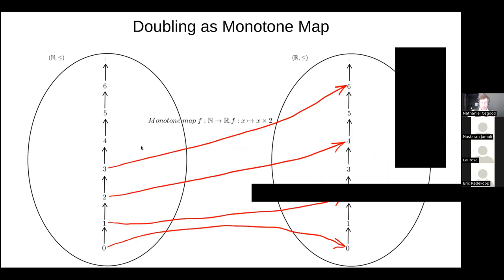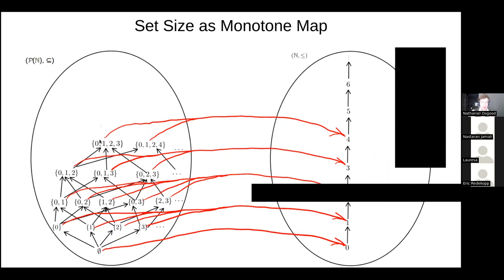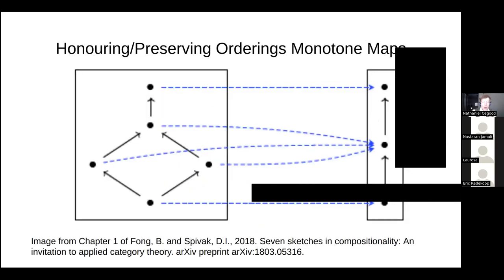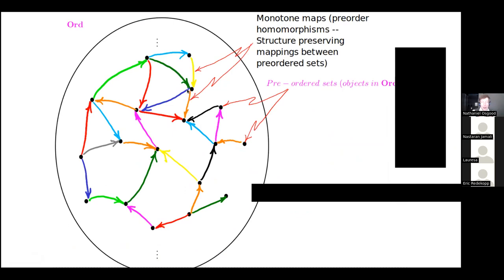So things that are smaller here become things that are smaller over here. It's not flipping anything. It's respecting these orderings. Remember that? What I'm saying is that each of these morphisms is a monotone map from this to this.